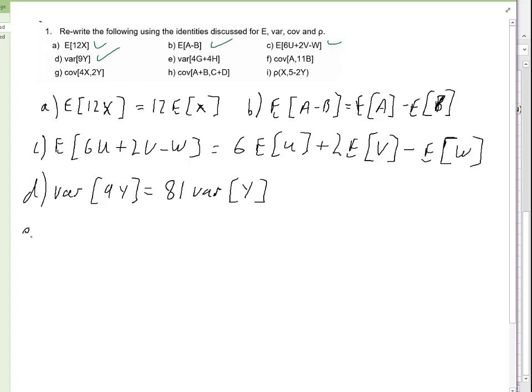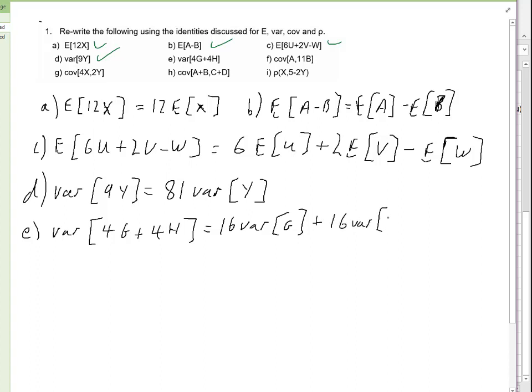I'm going to have to make a new line for this one. Var of 4 times random variable G plus 4 times random variable H. Very imaginative. It'll be 16 times the Var of random variable G plus 16 times the Var of random variable H. And that's the end of the story if they're independent, but they may well not be, so you're going to have 2 times 4 times 4 times the covariance of G and H.